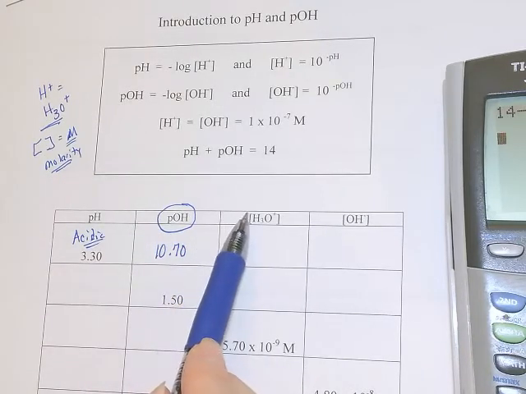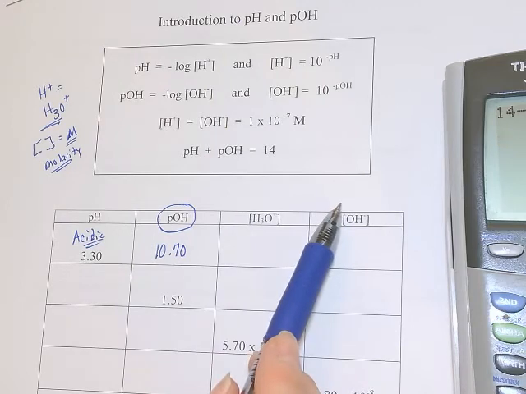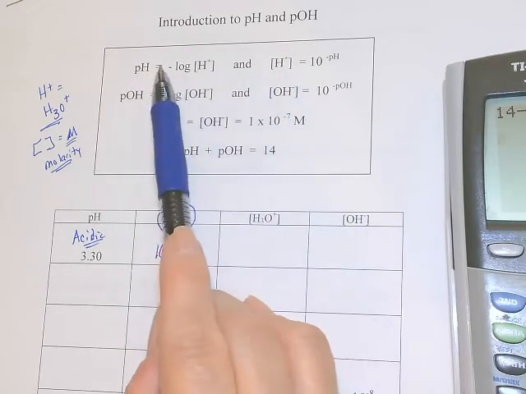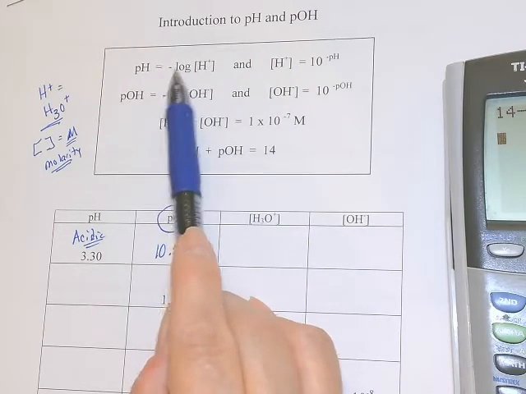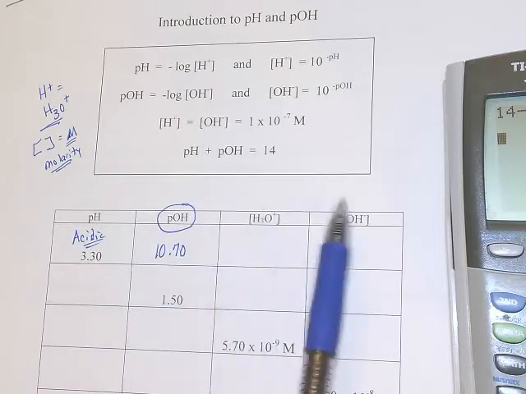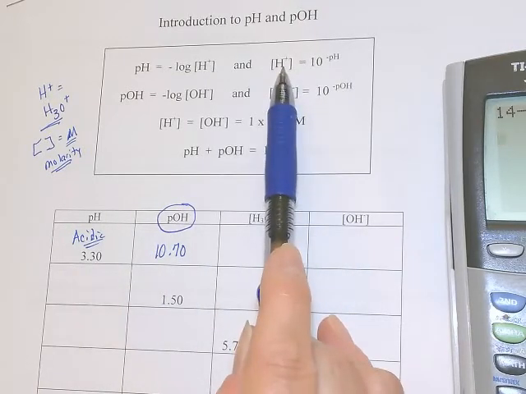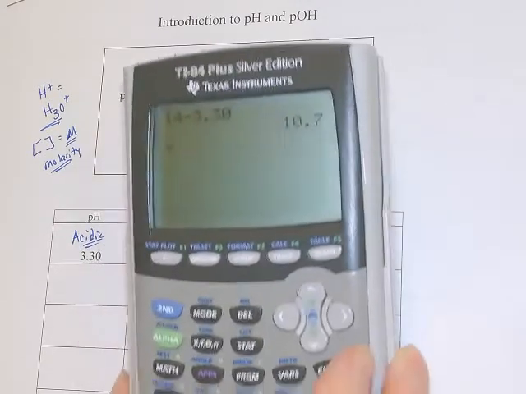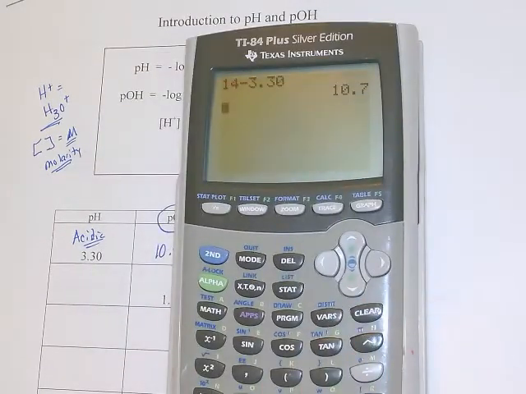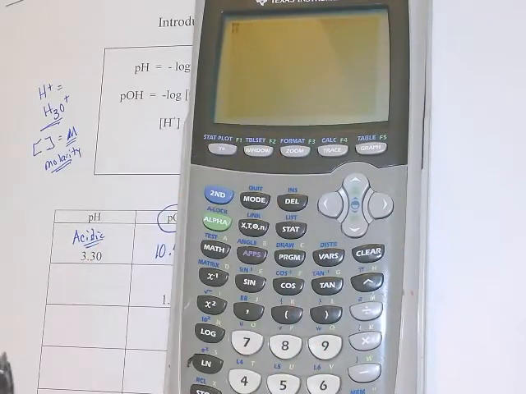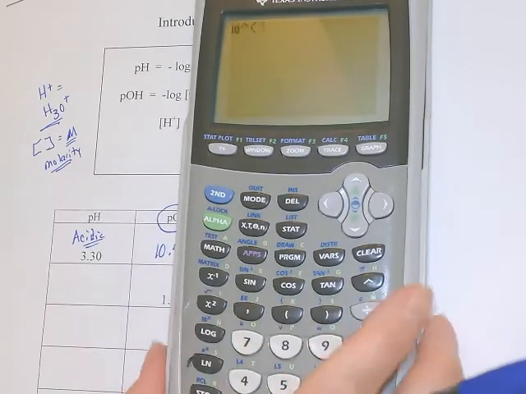Now you've got the concentration of the hydronium and the hydroxide ions. So if you look up here, to find the pH or pOH, you take the negative log of the concentration. Now we didn't have to do that here. But to find the concentrations, you take the antilog of the negative pH or pOH. The antilog, let me go ahead and clear this.